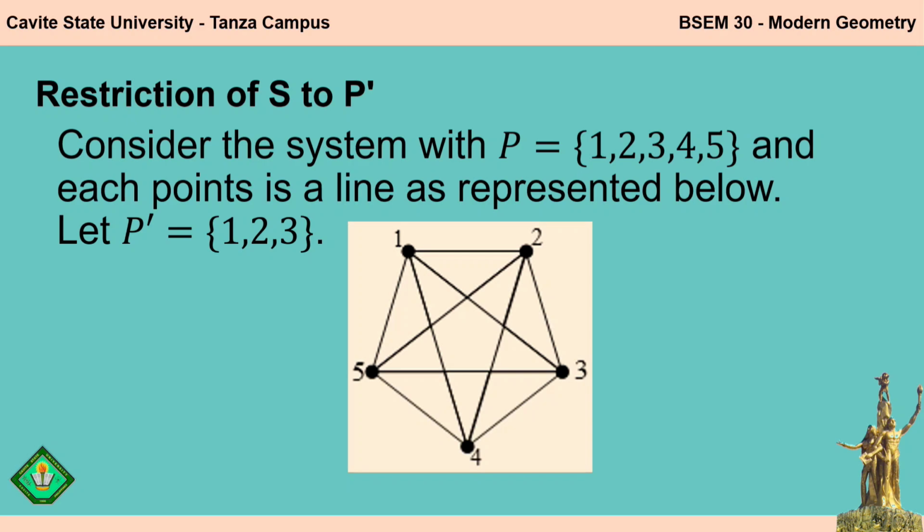So we look at the diagram and do some checking. First, do points 1 and 2 have a line? Yes. Another, do points 2 and 3 have a line? Of course. They are connected by a line. And do points 1 and 3 have a line? So yes, they are connected by a line.